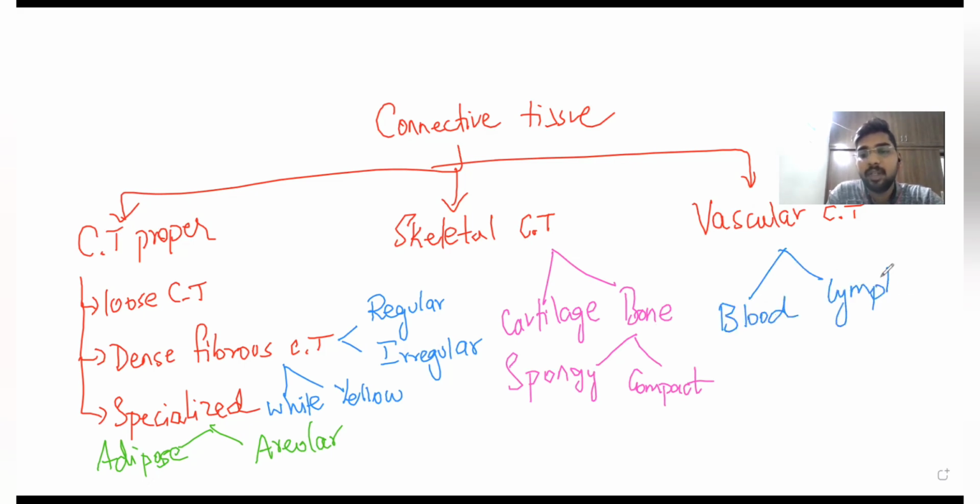Blood and lymph help in the transportation of nutrients, exchange of gases, and removal of toxic elements and waste material. Hence, they are called vascular connective tissue. So our connective tissue ends over here. The classification of connective tissue can be dealt under three topics: connective tissue proper, the first group, your skeletal connective tissue, and the vascular connective tissue. And these are the further subdivisions of each group.